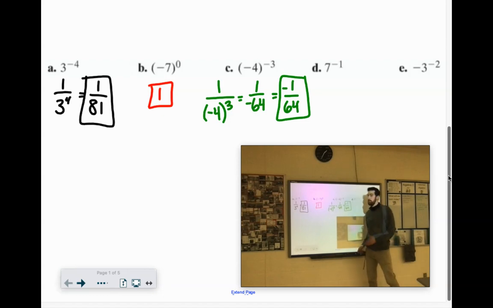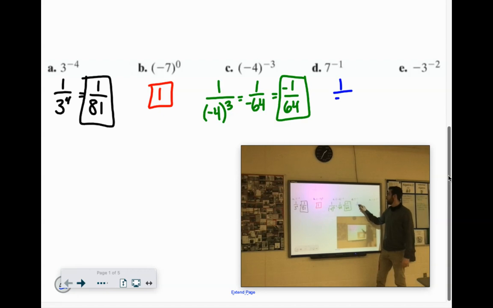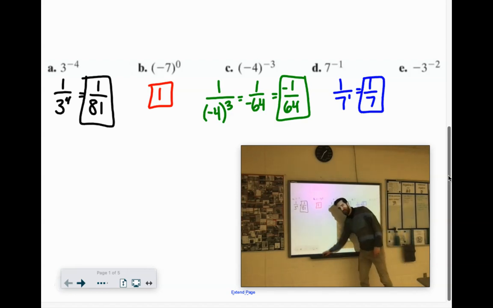7 to the -1st, that's a problem. Put it under a 1, problem solved. 7 to the 1st is just 7. So it's just 1/7. And then -3 to the -2nd power.